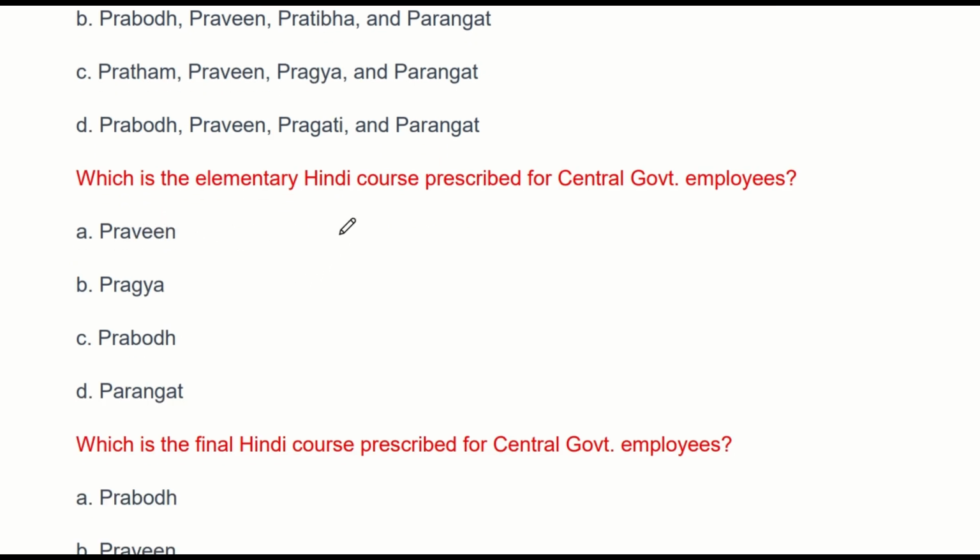Which is the elementary Hindi course prescribed for central government employees? A. Praveen. B. Pragya. C. Prabodh. D. Parangat. And right option is option C.